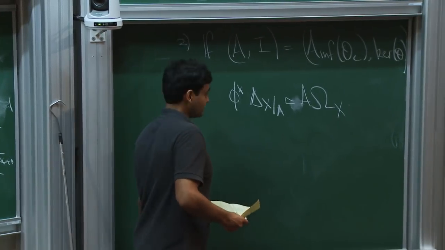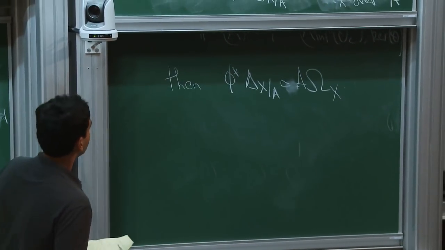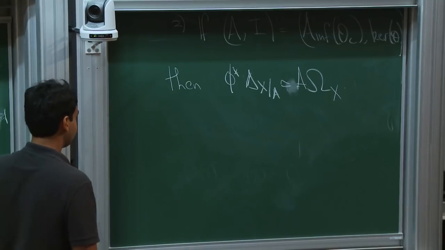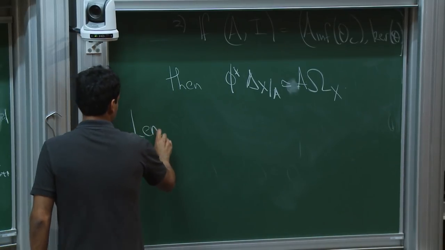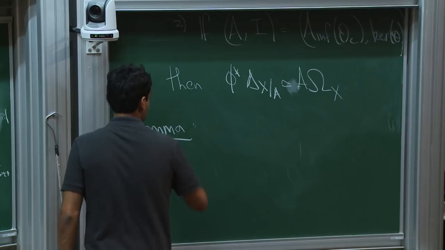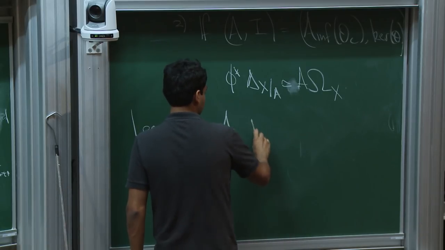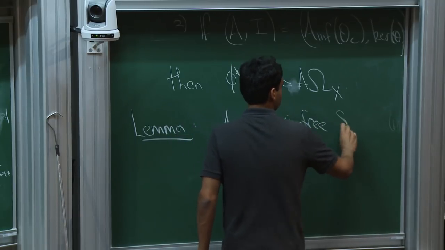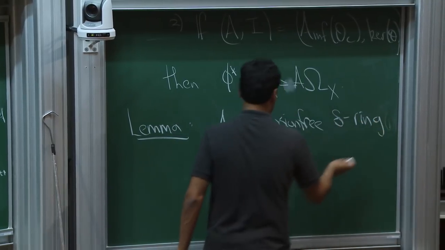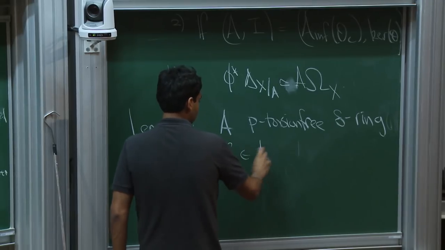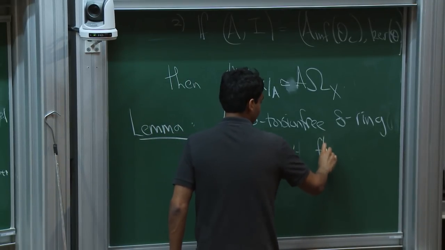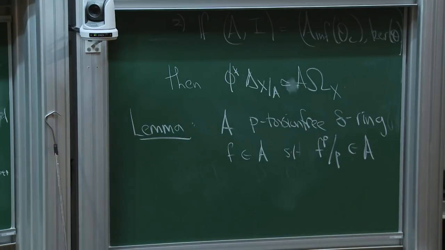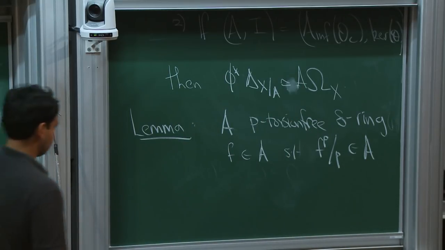I'm essentially out of time, but let me write down the key lemma that makes everything work. It's, again, one of these elementary lemmas about delta rings. The lemma is: if A is a p-torsion-free delta ring, and F in A is some element such that its pth power is divisible by P, so it has the first divided power already living in A, then in fact all divided powers live in A.